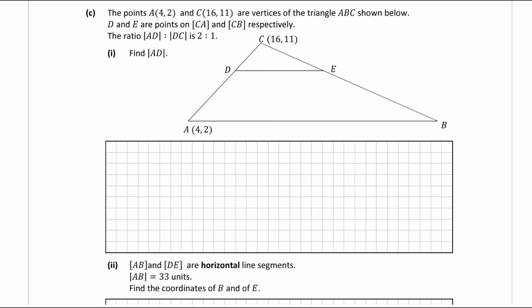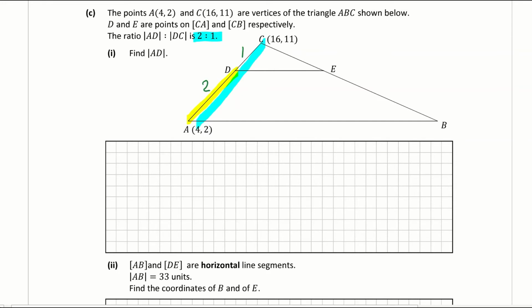The points A and C are vertices, so corners, of the triangle ABC as shown. D and E are points on CA and CB respectively. The ratio AD is to DC is 2:1. So they want us to find the distance from A to D, the length of this line here. Basically, I'm going to get the distance from A to C first of all, and then use the ratio to split that length AC in the ratio of 2:1, which will get me the distance from A to D.